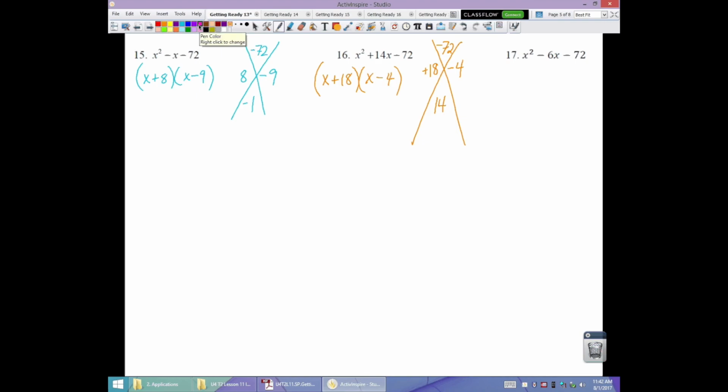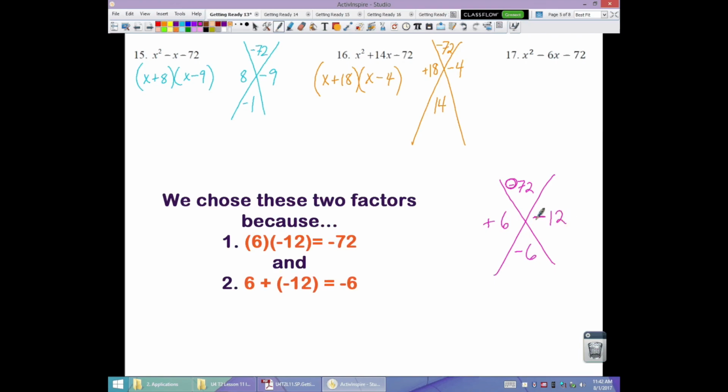And this last one over here, last one with negative 72, this time we want the sum negative 6. So we need different signs again because of the negative on the 72, and they need to be different by 6. So that is one of the ones that you learned way back when. It's 6 times 12, so we want positive 6 and negative 12. And I'm making the 12 negative because it has a larger absolute value, and I want my overall sum to be negative. So x plus 6 and x minus 12.